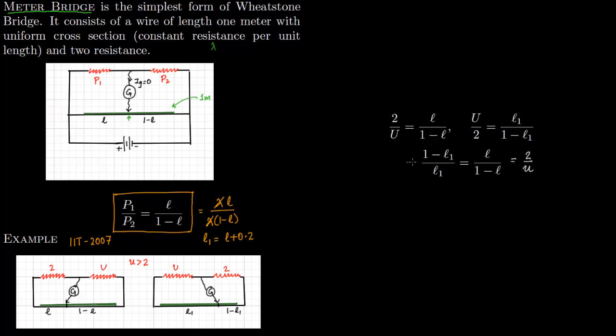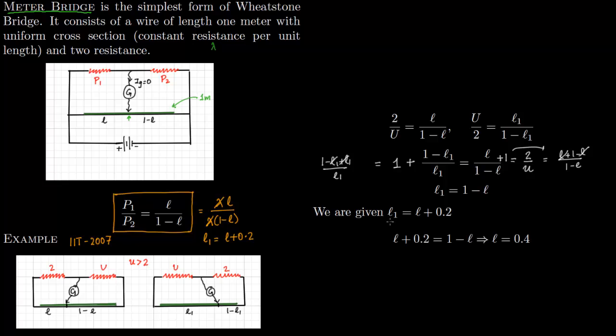Now you add 1 to both sides. You add 1 here and you add 1 here. So if you add 1 here, this becomes equal to 1 minus L1 plus L1 over L1, and this side becomes equal to L plus 1 minus L over 1 minus L. So you basically will have 1 by L1 is equal to 1 over 1 minus L. So you invert them, you get L1 is equal to 1 minus L. So this is given to us. You plug this in, you get L as 0.4. So if you get L as 0.4, you plug this back in here. So you get 2 by U is equal to 0.4 by 0.6, and this implies U is equal to 3 ohms.